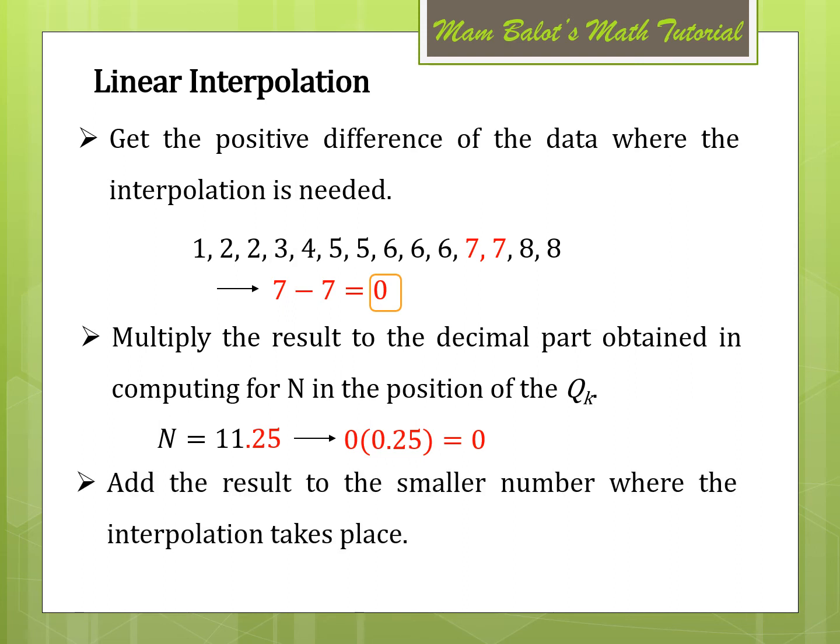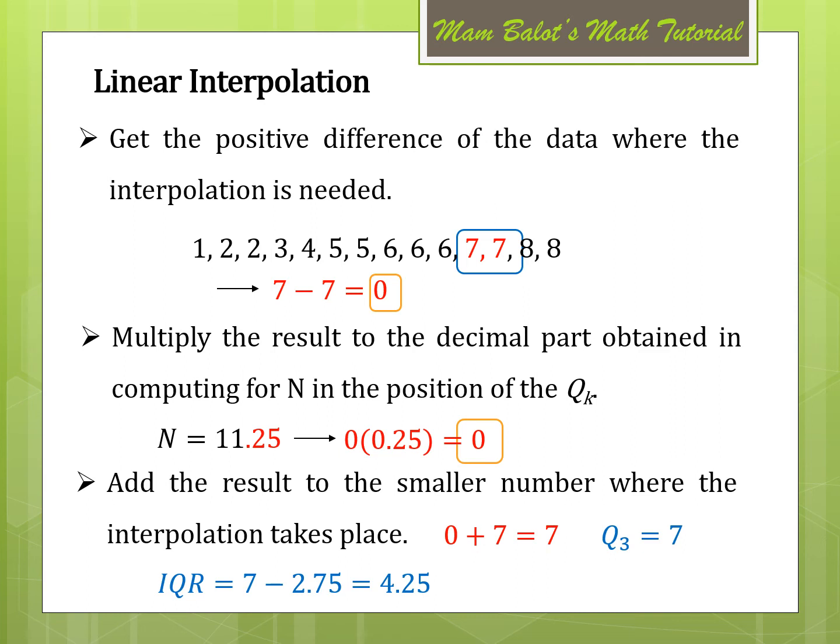The next is add to the smaller number. So since they are both 7, we have 0 plus 7 is equal to 7. So our third quartile is equal to 7. So actually, if the positive difference is 0, or you need to take the interpolation between two of the same number, you need not to take part of the other steps anymore. So automatically, you can have the value of the q sub k on that data.